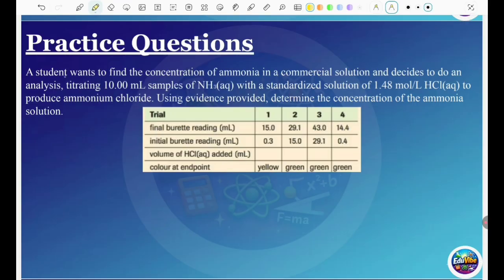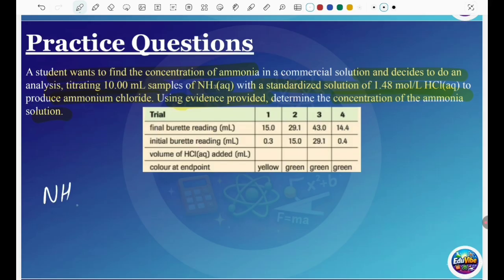The question says the student wants to find the concentration of the ammonia in a commercial solution and decides to do an analysis by titrating 10.00 ml samples of NH3 aqueous with a standardized solution of 1.48 moles per liter of HCl aqueous to produce ammonium chloride. Using the evidence provided, determine the concentration of the ammonia solution. So write the equation first.